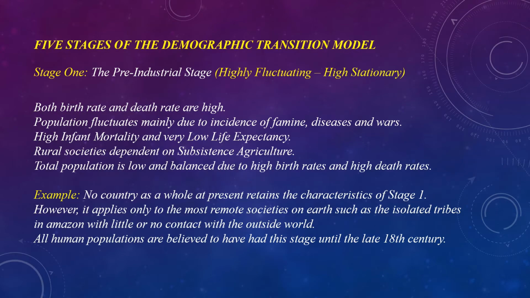Rural society dependent on mainly subsistence agriculture. Total population is low and balanced due to high birth rate and high death rate. Here the birth rate has balanced the high death rate, so the population, as you have also seen in the diagram, is almost balanced. It does not grow much, it stays low and balanced. Presently no country in the world exists in this category of stage.